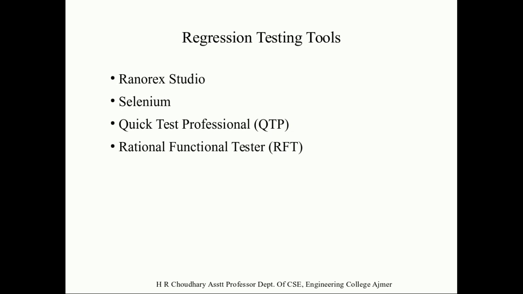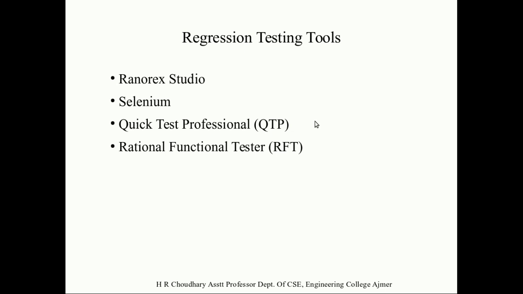There are certain regression tools through which we can automate regression testing. The first one is Ranorex Studio, the second one is Selenium, the third one is Quick Test Professional, also known as QTP, and the fourth one is the Rational Functional Tester, also known as RFT. So these are certain tools in the market. Many more tools may be possible. So we start with Ranorex Studio.